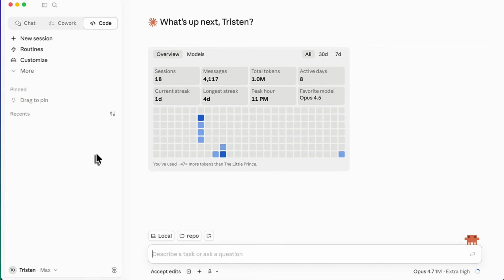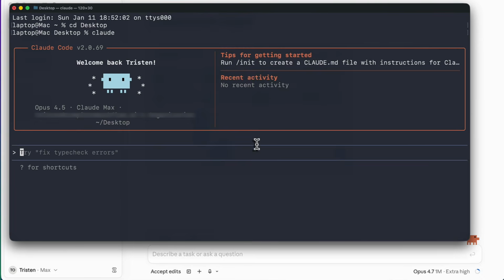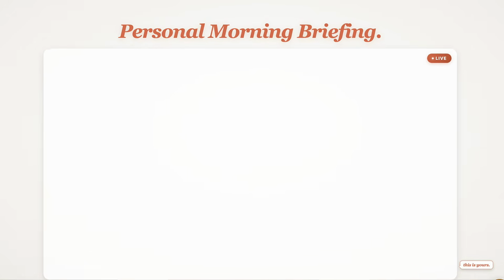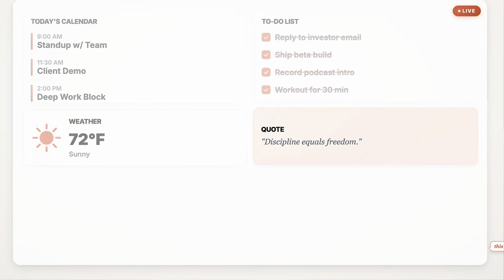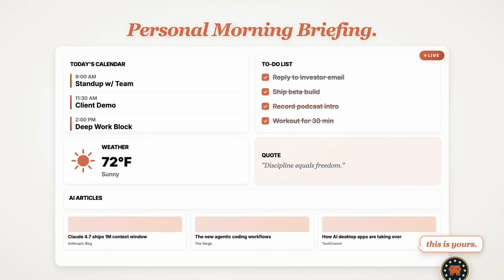So this is Claude Code in the desktop app. Now, there also is a terminal version, but for most beginners, this is the one that you want. And today, we're going to build something together, which is a personal morning briefing dashboard that pulls in your real calendar, your real to-do list, the weather, and a motivational quote along with the top AI articles. And at the end here, it's going to be running on its own every single morning without you even touching it.